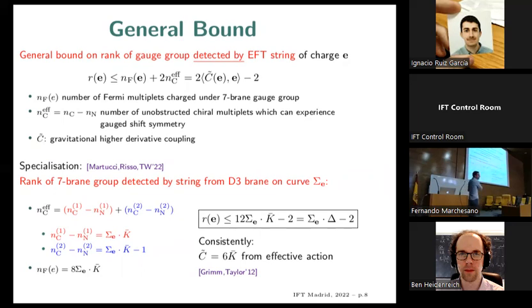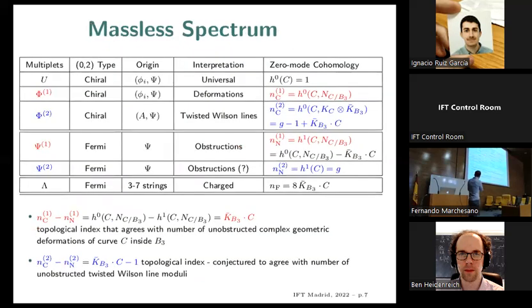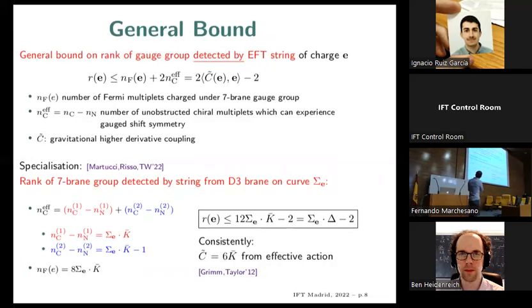This formula was a general formula, so Luca just flashed the formula, but this can be derived in a bottom-up fashion. But if we now specialize to the seven branes and the corresponding strings, we see where these chiral multiplets come from that enter the game. We have these multiplets of the first type and of the second type, and they are counted by certain intersection numbers of the curve on which we wrap our D3 brane to get the string and the anti-canonical bundle. And if you sum them up, you get this expression.